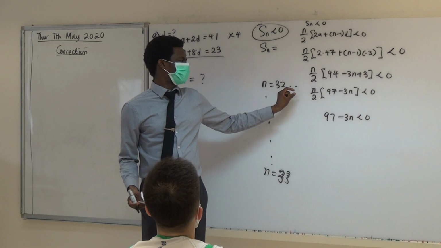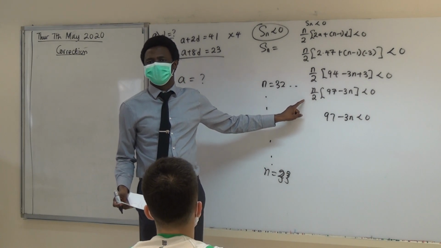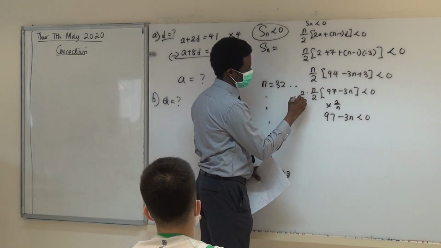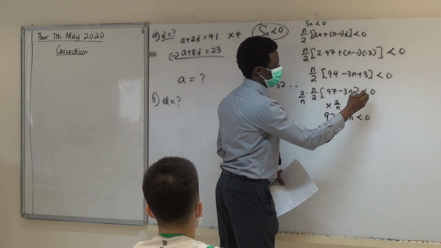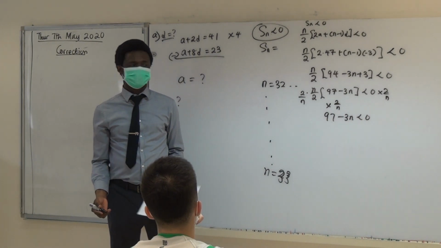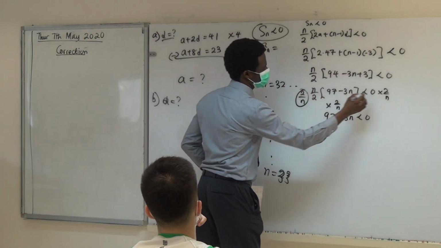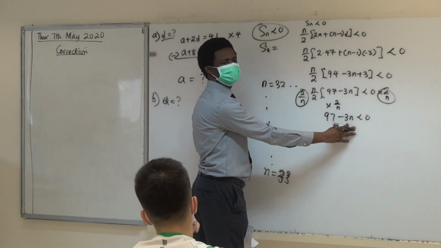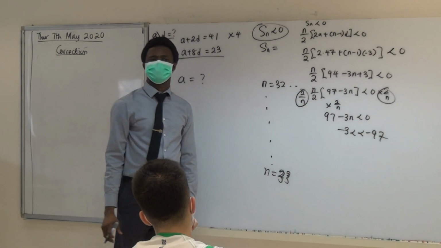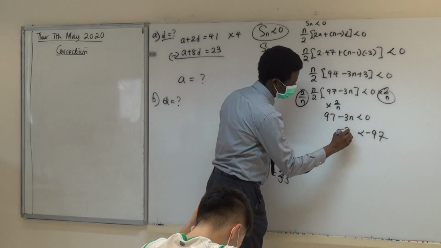Okay? You just multiply by the reciprocal of this. Reciprocal is 2 over n. So if you multiply both sides by 2 over n, so 2 over n times this is gone. Then this times 2 over n is still 0. That's what happens. You don't need to open the bracket, it's a waste of time. Okay? So if you do that, then this happens. Then you have negative 3n less than negative 97. Negative 3n. Oh, 3n. Okay?